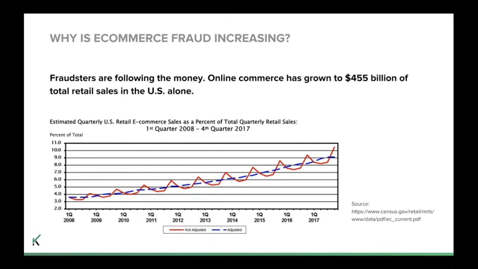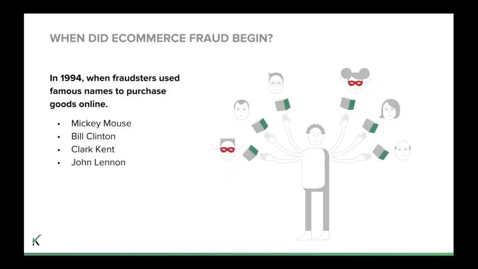So now that we know why e-commerce fraud is increasing, just want to give a little background on when e-commerce fraud began. So when did e-commerce fraud begin? Well, the first documented case of e-commerce fraud was in 1994. And it was actually around the same time that merchants first started selling products online. So fraudsters would steal credit card numbers and use famous names in the first and last name fields of online payment forms. Businesses, obviously overly excited to receive online orders to begin with, didn't even think about the possibility of someone trying to steal from them. So you can imagine how they must have felt when they were reviewing orders that were coming in and seeing names like Mickey Mouse, Bill Clinton, Clark Kent, and even the late John Lennon purchasing goods from their website.